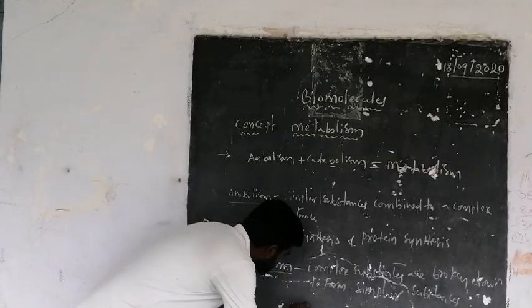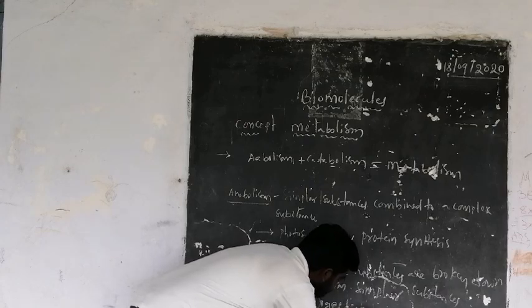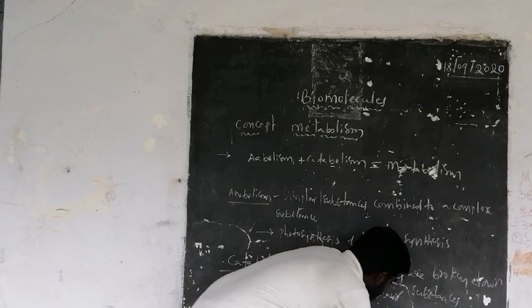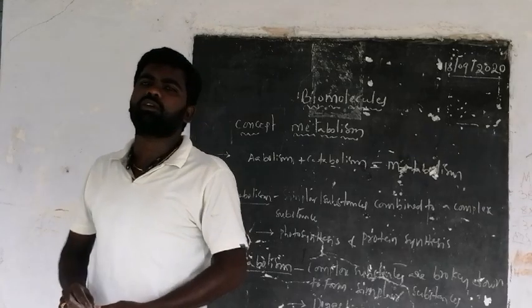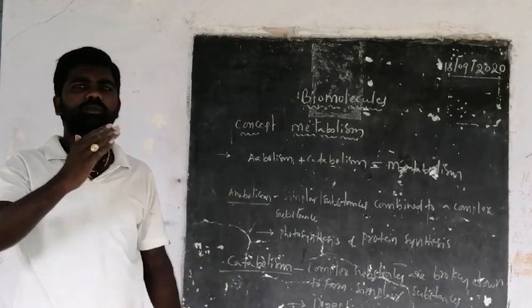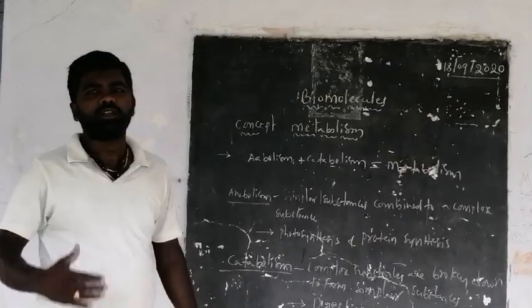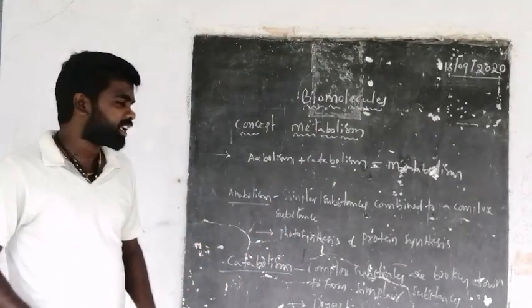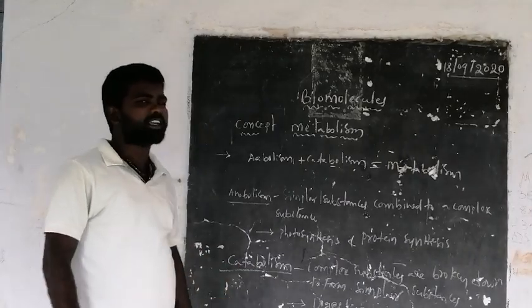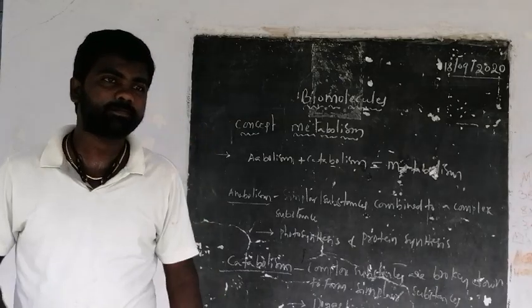What are the examples of catabolism? Digestion and respiration. Digestion means when we consume food material, that food material is broken down to release energy. Respiration also involves the breaking of glucose molecules or carbohydrates to release energy. That is called catabolism or catabolic reactions.